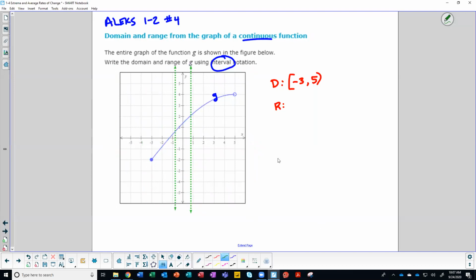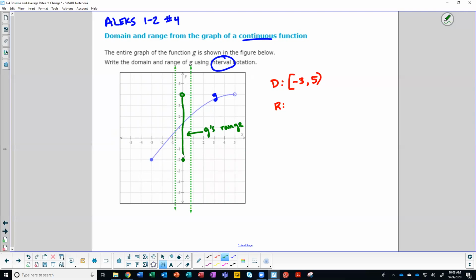For the range, this spot gets smashed straight to the y-axis, closed dot. This open dot gets smashed straight over. Since it's connected by a solid curve, when it gets smashed, it becomes a solid line. That graph in green is now G's range. The green is not the actual graph of G. This is G itself, but this is its range right there.